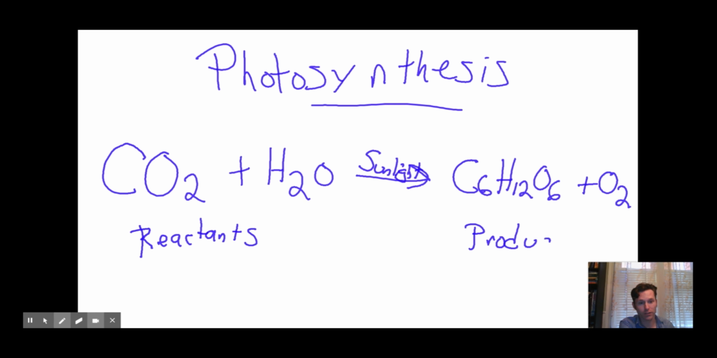So this is our very general formula for photosynthesis. Okay? The plant is taking in carbon dioxide, taking in water, taking in sunlight, and it is putting out sugar in the form of glucose and oxygen gas. Okay? So that's our generic formula. I will be right back with a little bit of a modification to this.